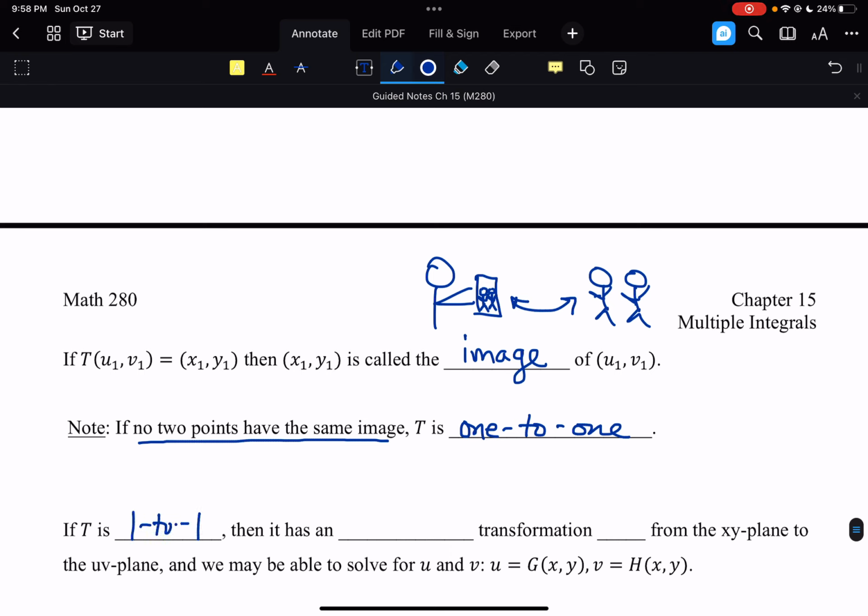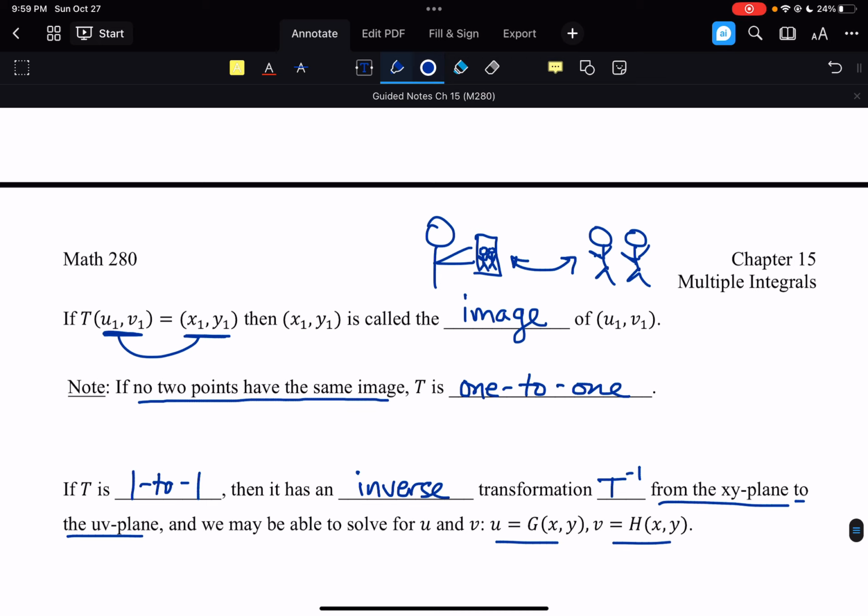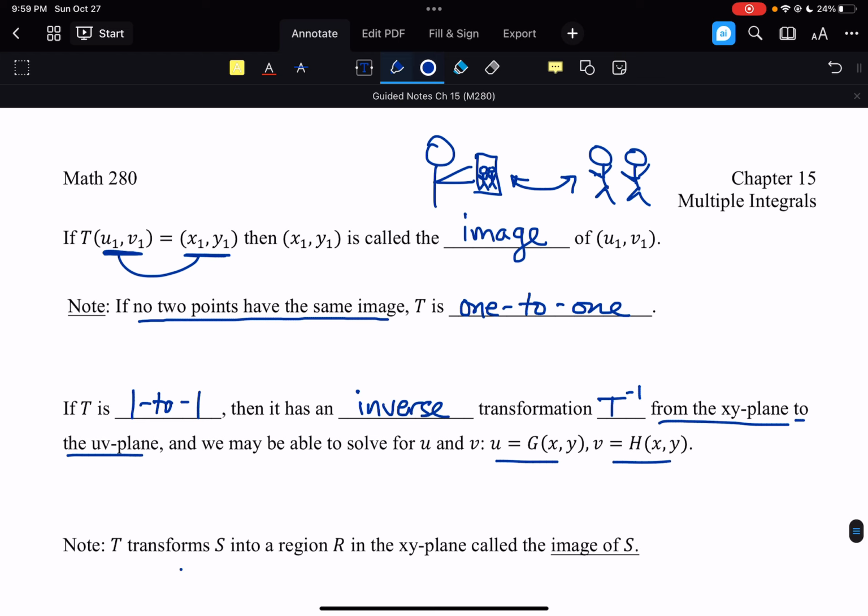If T is 1-to-1, then it has an inverse transformation, which is abbreviated T to the negative 1, from the xy plane to the uv plane. So we know that we have a transformation that turns uv values into xy values if there are no 2 points that have the same image. So there's no repeats. Then this x1, y1 will go back specifically to this u1, v1. So if that's the case, we can go from the xy plane to the uv plane, and we may be able to solve for u and v in terms of x and y. So if we have a 1-to-1 transformation, we can go back and forth between the two. Note, T transforms S into a region R in the xy plane called the image of S.